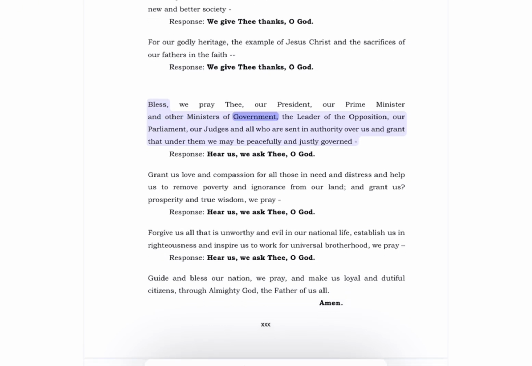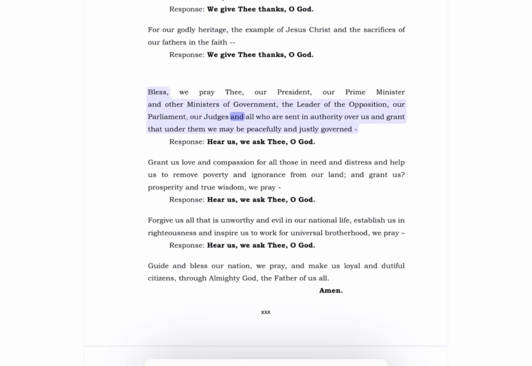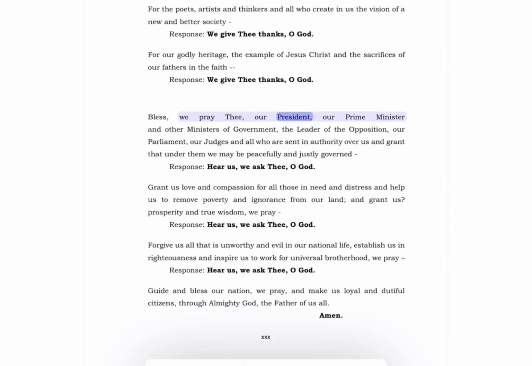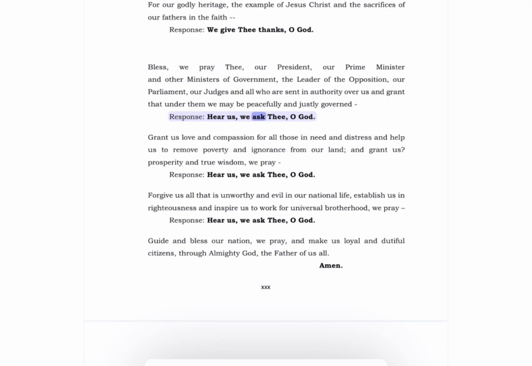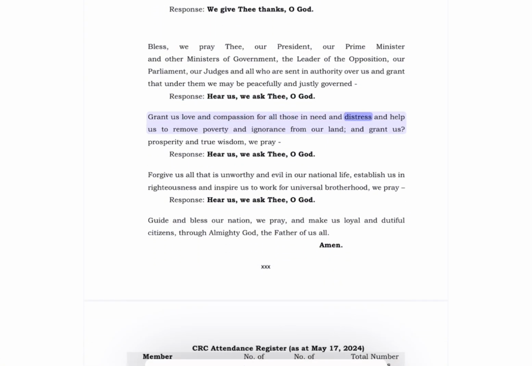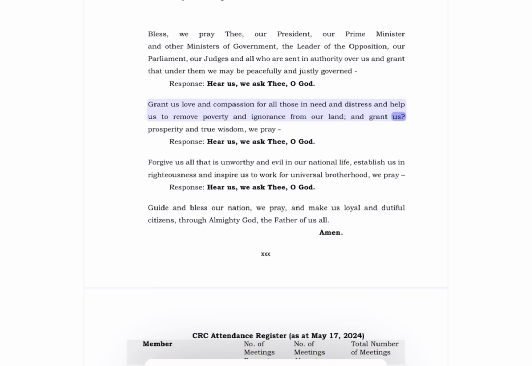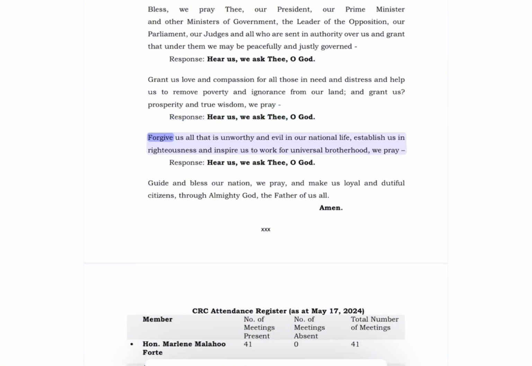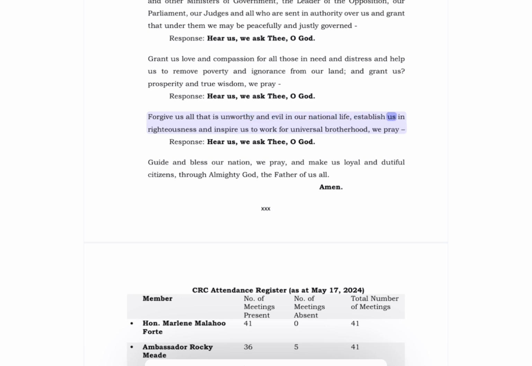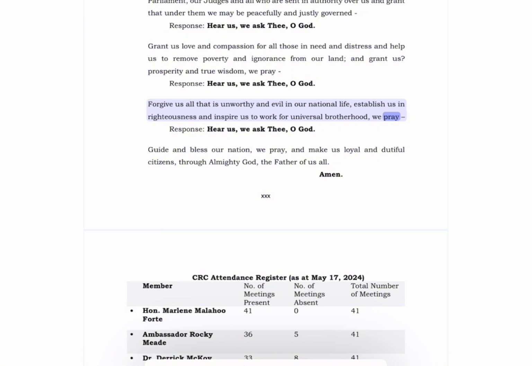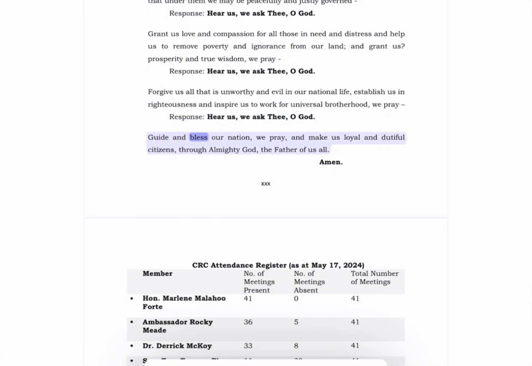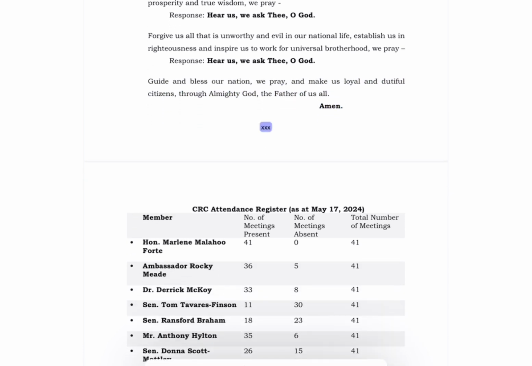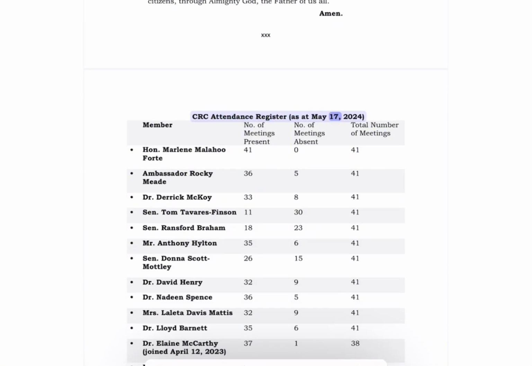Bless our ministers of government, the leader of the opposition, our parliament, our judges, and all who are set in authority over us, and grant that under them we may be peacefully and justly governed. We pray thee, our president, our prime minister. Response: Hear us, we ask thee, O God. Grant us love and compassion for all those in need and distress, and help us to remove poverty and ignorance from our land, and grant us prosperity and true wisdom, we pray. Response: Hear us, we ask thee, O God. Forgive us all that is unworthy and evil in our national life, establish us in righteousness, and inspire us to work for universal brotherhood, we pray. Response: Hear us, we ask thee, O God. Guide and bless our nation, we pray, and make us loyal and dutiful citizens, through Almighty God, the Father of us all. Amen.